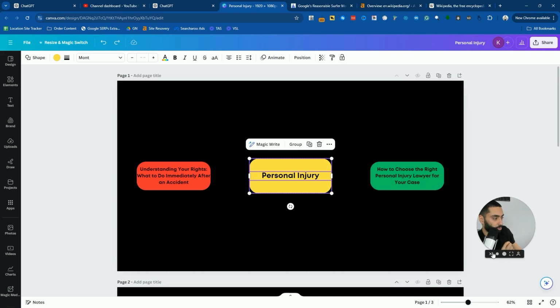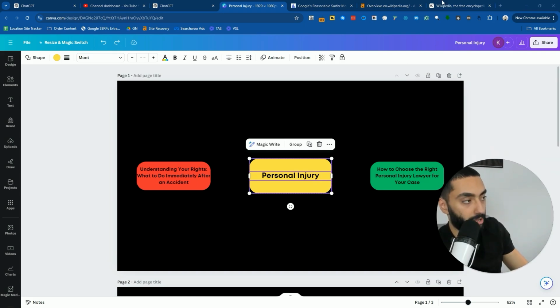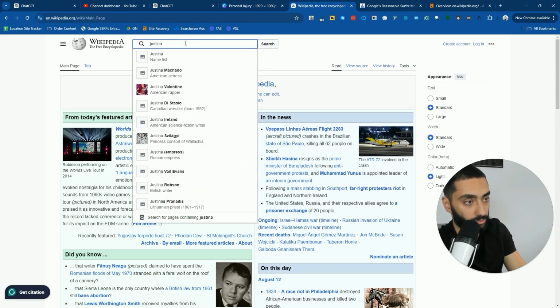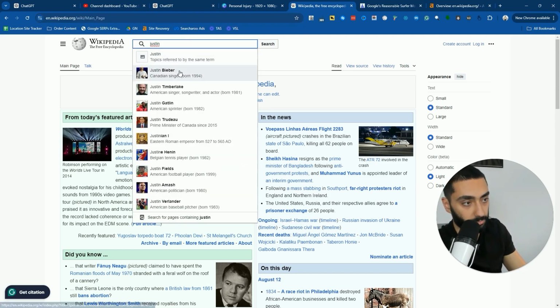Now, let me show you guys another strategy. I don't know if any of you guys have ever played the Wikipedia game, but say, for example, I was to search, let's say, Justin Bieber, right?